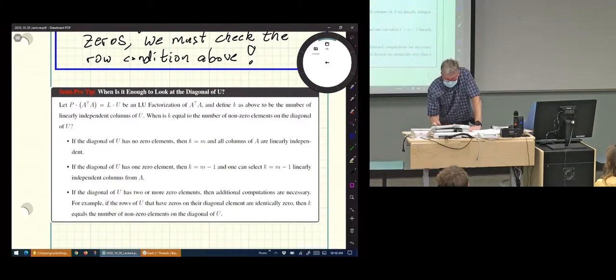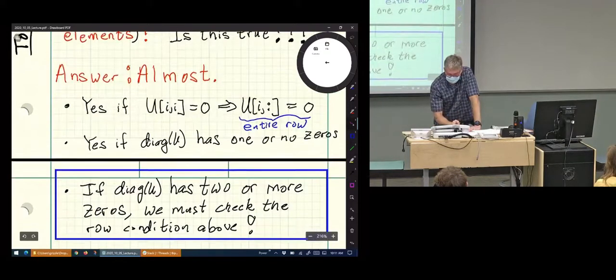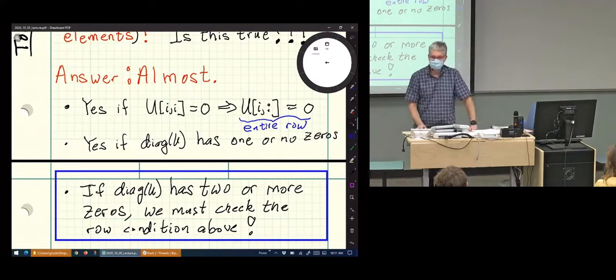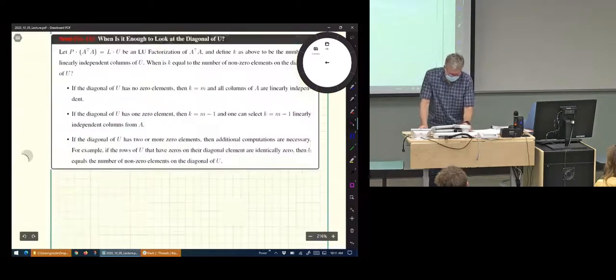So this says the same thing as before. If the diagonal has no zero elements, then everything is linearly independent. If it has one zero element, then we have k equals m minus 1 linearly independent vectors. And if it has two or more, then additional computations are necessary, and we look at the rows. It's just another way of stating this, which now that you're Julia programmers, you probably like better. Check the diagonal and then check the rows.